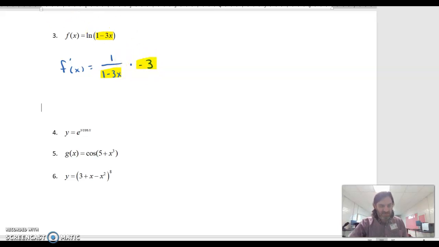So in this case, if you're trying to look at it, the 1 minus 3x is the g, or the u, and the negative 3 is the derivative of that. So if you want to clean that up, a little bit of that could be negative 3 over 1 minus 3x, or some combination of that.